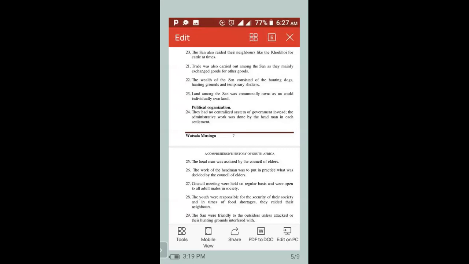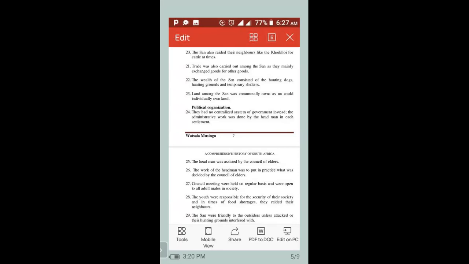Number 23 is, land among the San was communally owned, as no one could individually own land. When they say communally owned, this land belonged to the community and no individual. Just like if they say people living in Bali and they tell us this land is communal land, no one in the district had to claim land as their own. So it belonged to society.